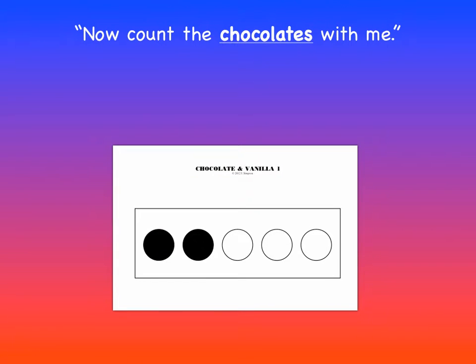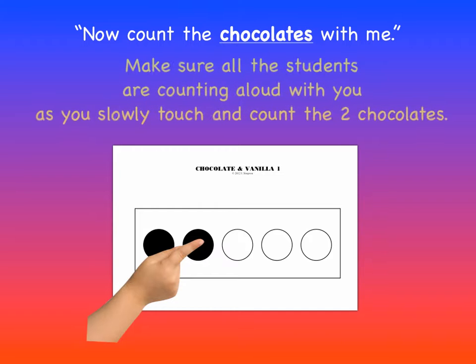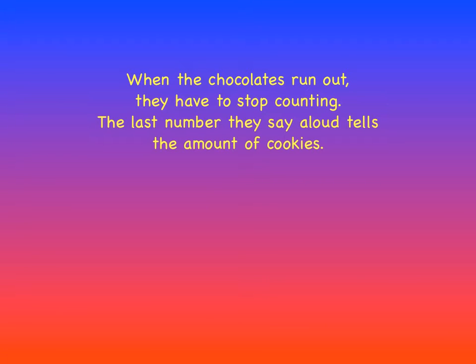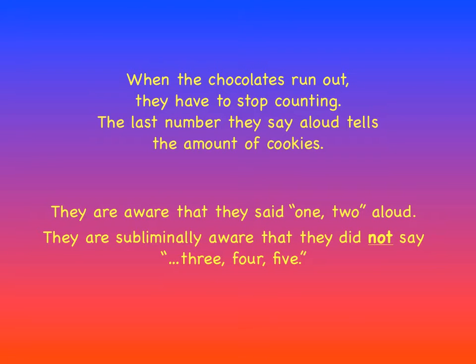Now, count the chocolates with me. 1, 2. Make sure all the students are counting aloud with you as you slowly touch and count the 2 chocolates. When the chocolates run out, they have to stop counting. The last number they say aloud tells the amount of cookies. They're aware that they said 1, 2 aloud, and they're subliminally aware that they did not say 3, 4, 5.